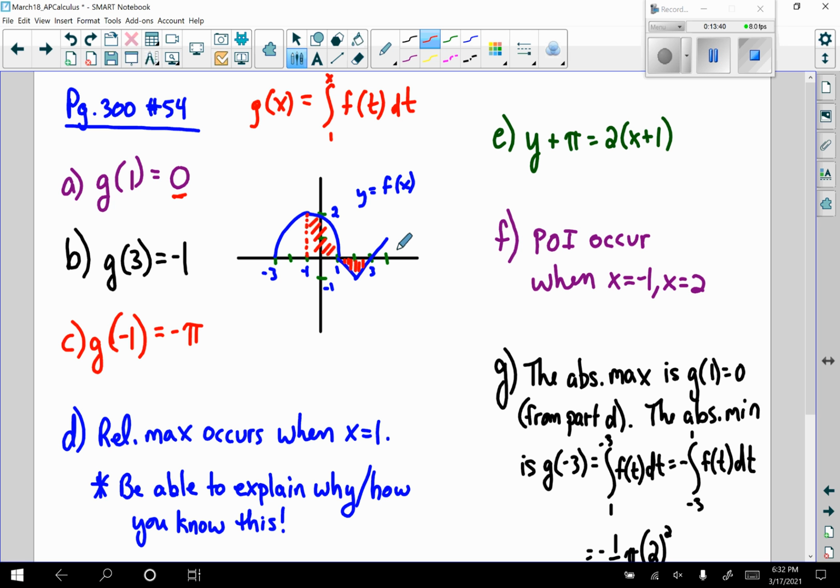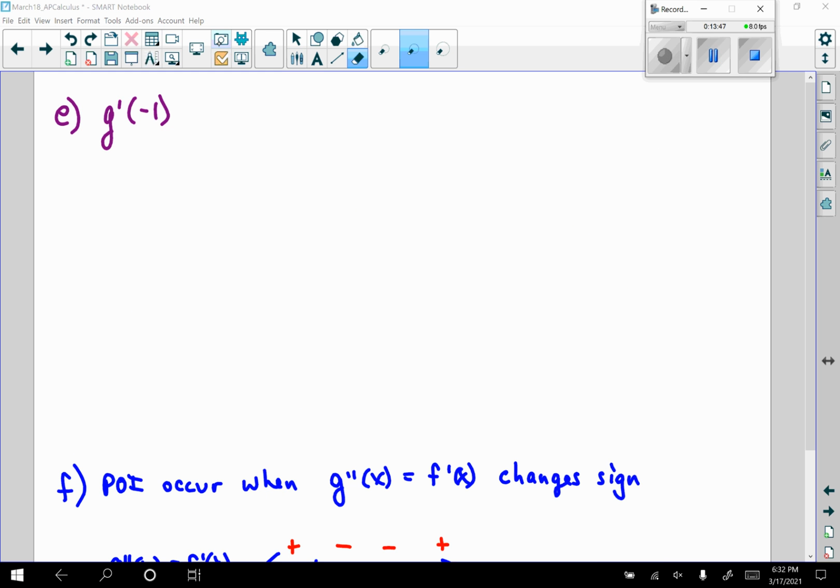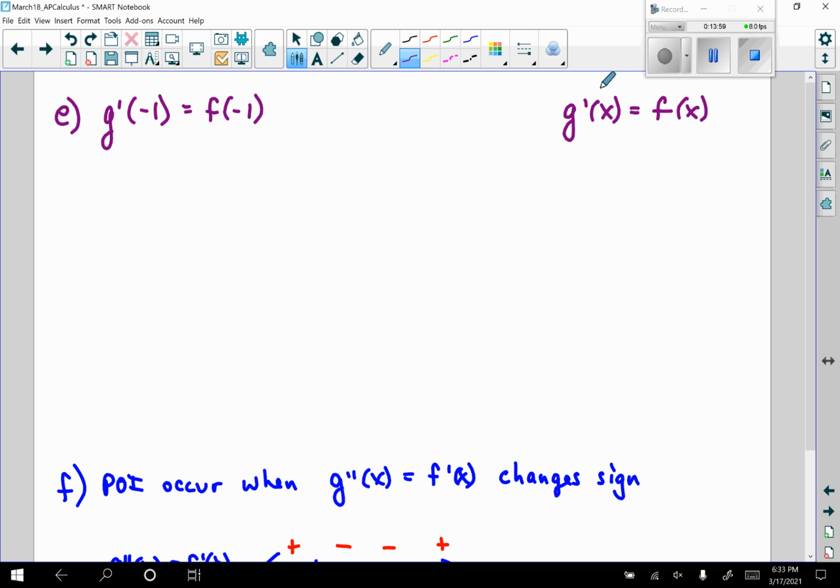Question E, write an equation for the line tangent to the graph of g at x equals negative 1. So we need to find the slope of our tangent line at x equals negative 1. So that's indicating g prime of negative 1, which is also equal to f of negative 1, because remember, g prime of x is equal to f of x. And that's the slope of our tangent line.